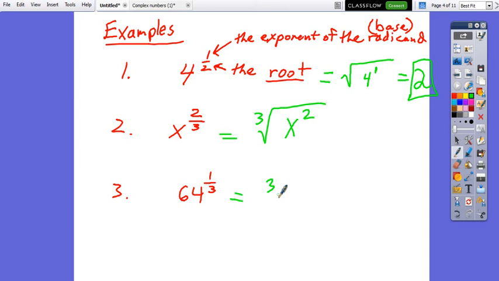64 to the first. Now, can you take the cube root of 64? It's 4. Yes, it is 4. So that one can be simplified. All right, let's do some more.